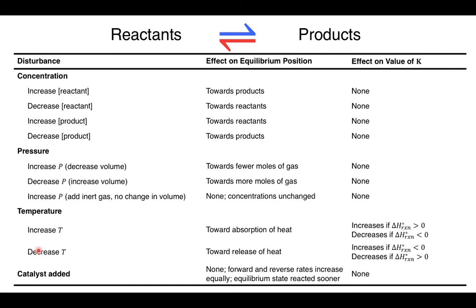And then temperature, as I said, increased T, it moves towards the absorption of heat, and decreased T, it moves towards the release of heat. So it moves towards the exothermic side, which will release heat. And then if there's an increase in temperature, the system wants to consume that added heat energy from the increase in temperature and absorb that. And that will cause it to move towards the endothermic side. Catalyst doesn't really do anything. It just speeds up the process by which we reach the equilibrium. So we reach the equilibrium faster. And so there's no effect on K.